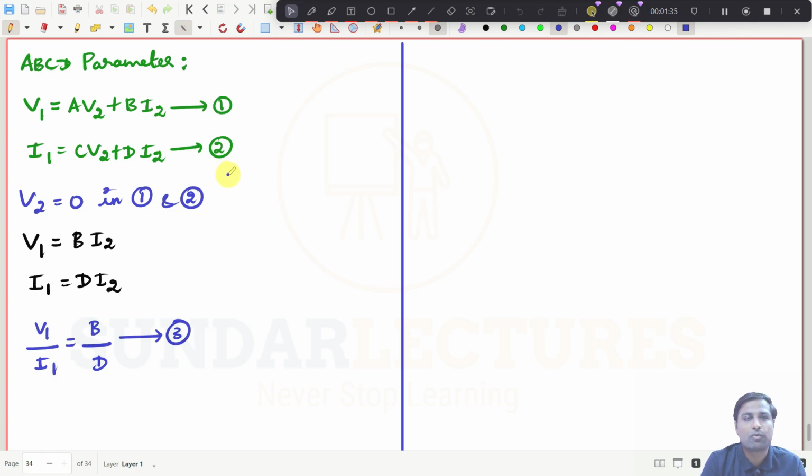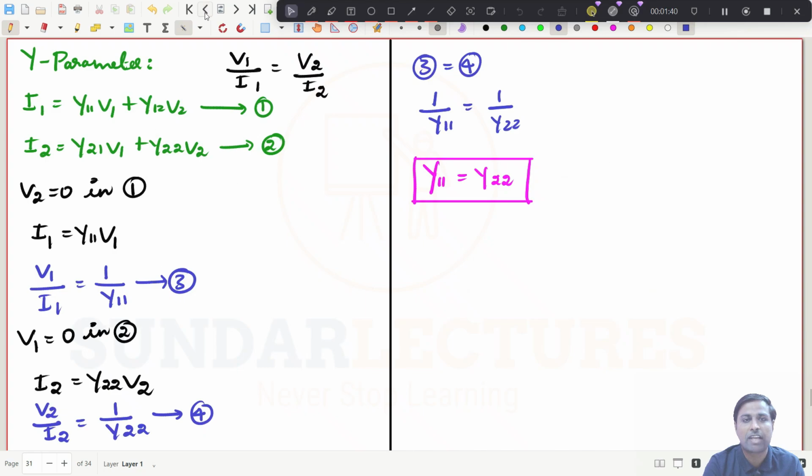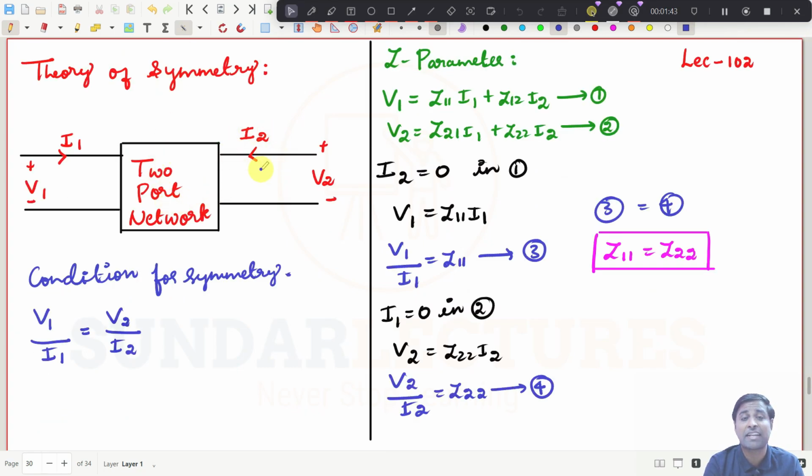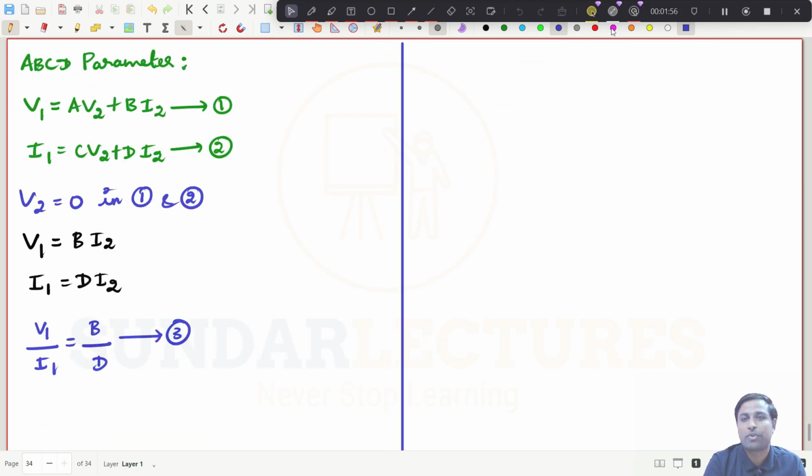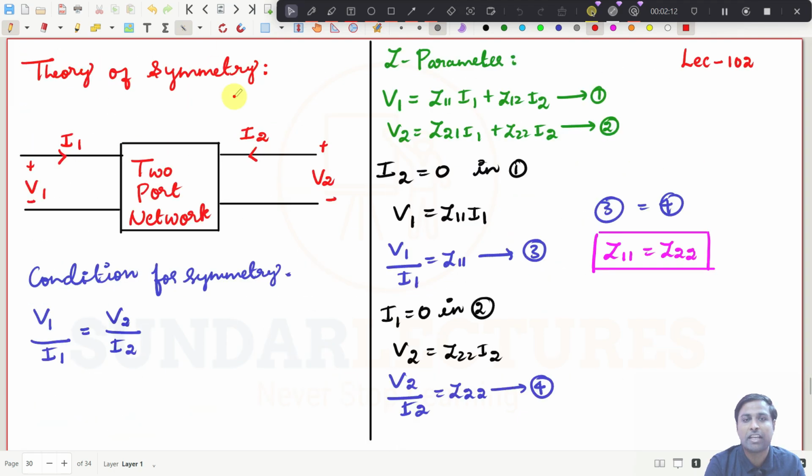One thing I have to be very clear about in the ABCD parameter: this current will be in the opposite direction. So the condition for symmetry here for the ABCD parameter, I have to write in a clear way. It is V1 by I1. No problem with V1 by I1, because I don't have any direction change in the first port. But in the second port, the current is in a different way, right? We have to write it in the opposite direction.